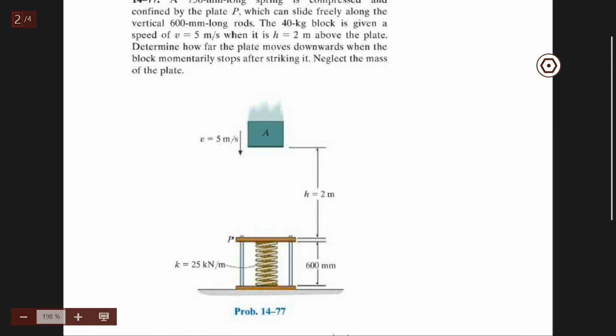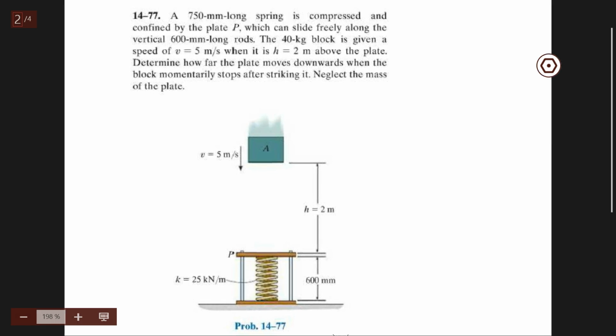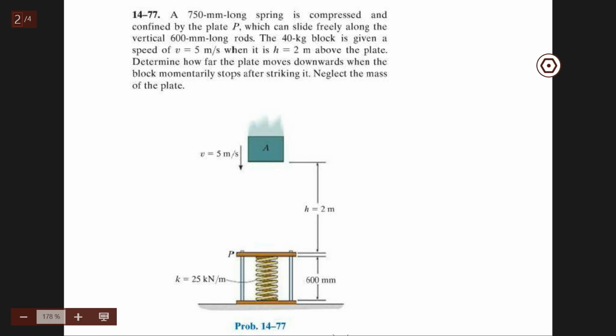So here's the question. A 750 millimeter long spring, compressed and confined, can slide freely along the... The 40 kilogram block is given a speed of V when H is 2. Determine how far the plate moves downwards when the block momentarily stops after striking it. Neglect the mass of the plate. Why? This is the question.